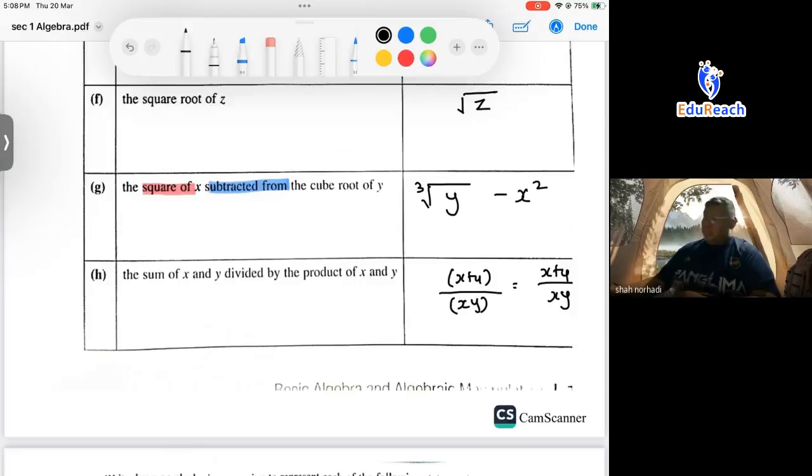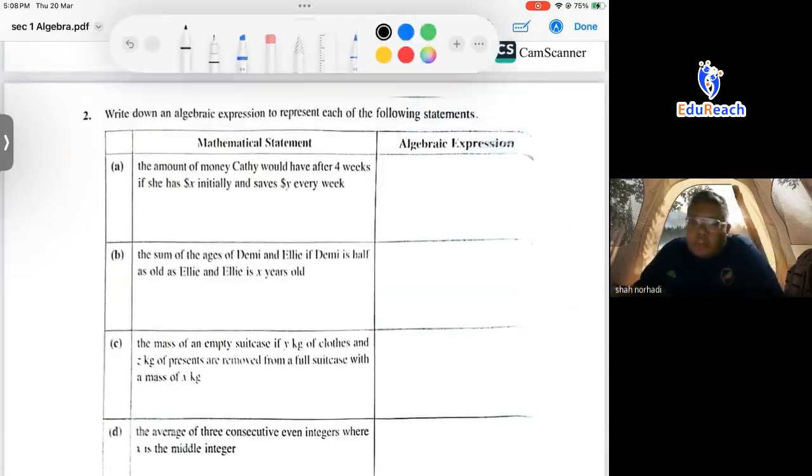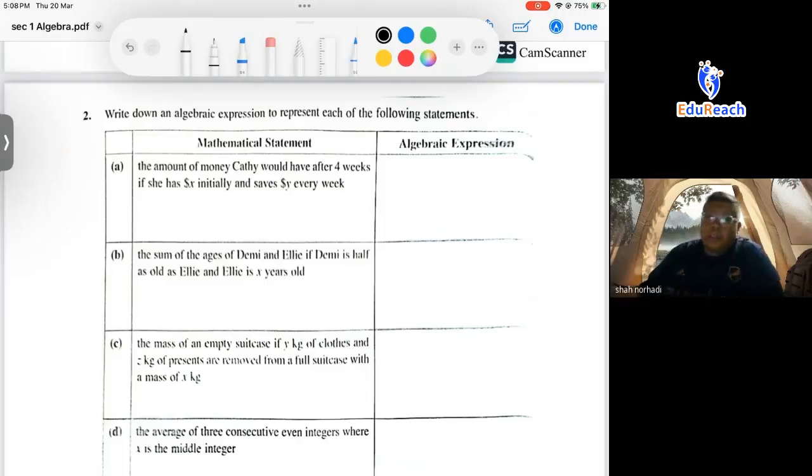Okay. Now I'm going to give you a few minutes to do question two. All right. Let's do two A, B, and C. You do first, then I will come back to you. Okay. You have the copy, right? It's because I'm going to change my screen to Google Classroom already.